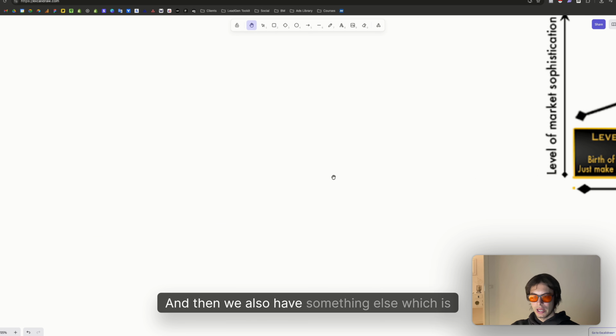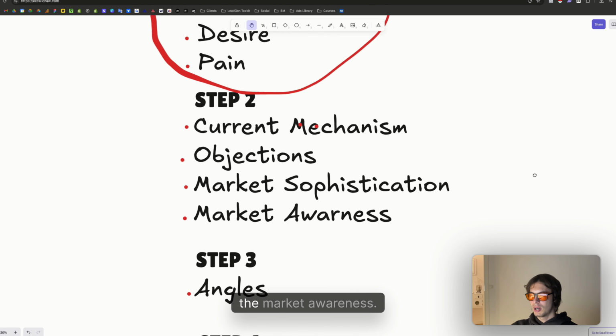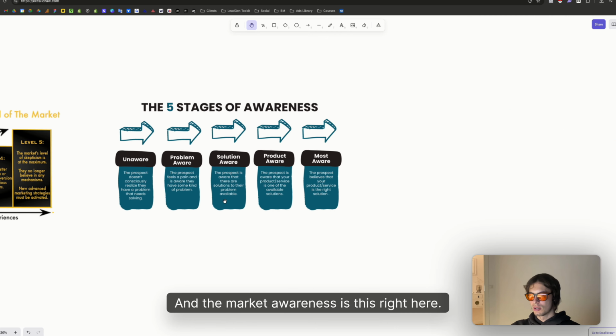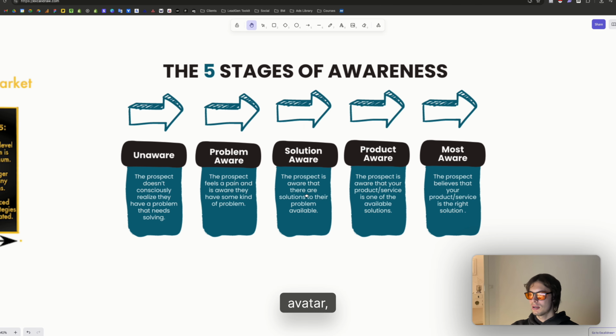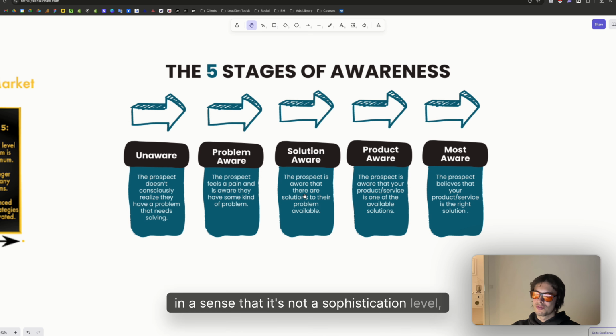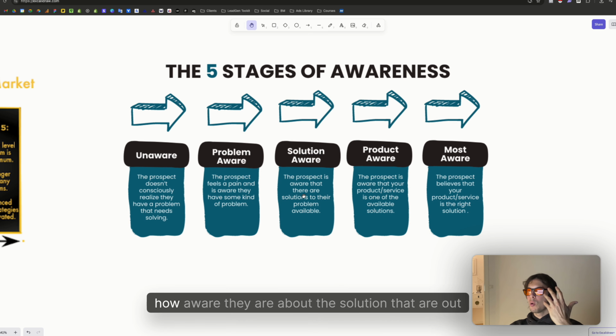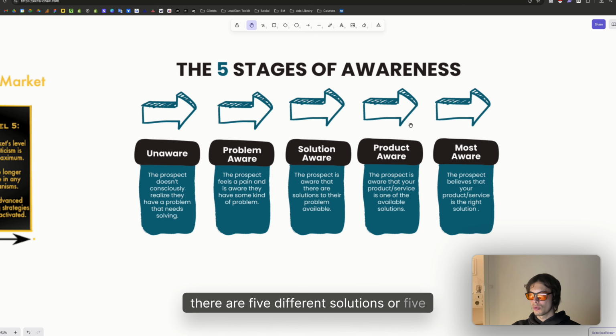And then we also have something else, which is the market awareness, and the market awareness is this one right here. Same thing. This is more related to our avatar, in the sense that it's not a sophistication level, it's just how aware they are about the solutions that are out there. As you can see, there are 5 different stages of awareness. There is unaware, which is that the prospect doesn't know he has a problem, okay? So that's people, for example, who are fat and don't know that being fat is a problem, even though pretty much everyone knows, right?